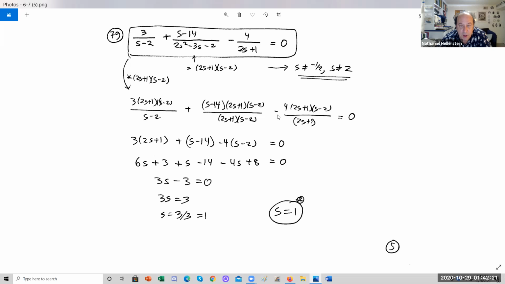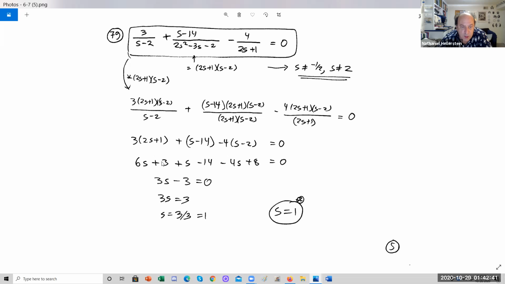That minus 4 times 2s plus 1, s minus 2 over 2s plus 1. The 2s plus 1s cancel. So we're left with 3 times 2s plus 1 plus s minus 14 minus 4 times s minus 2 equals 0. All right, you expand it out.